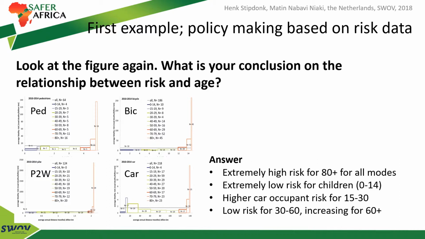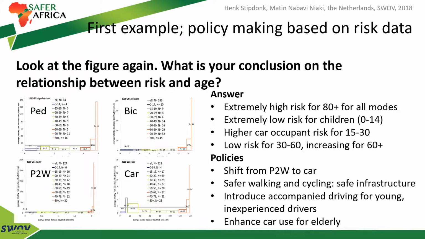Then we see children in traffic. They're quite well protected in the Netherlands, and especially when they're inside a car, as you can see here, they have a very low risk, especially as compared to the car occupants between 15 and 30. They have a rather high risk, which is much more pronounced for car as it is for pedestrians or cyclists. And then we see quite a low risk for the 30 to 60-year-old, well, for all travel modes actually, and then it's increasing for 60 plus.